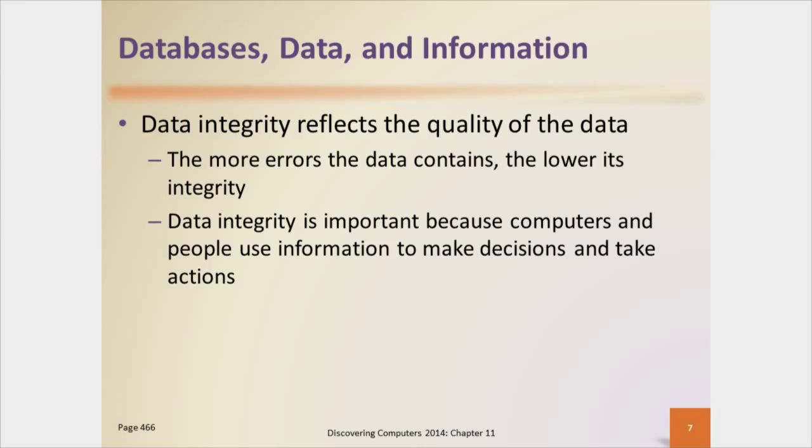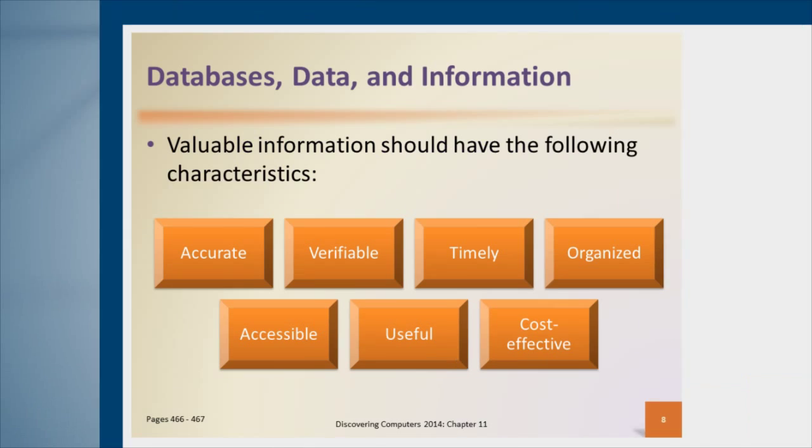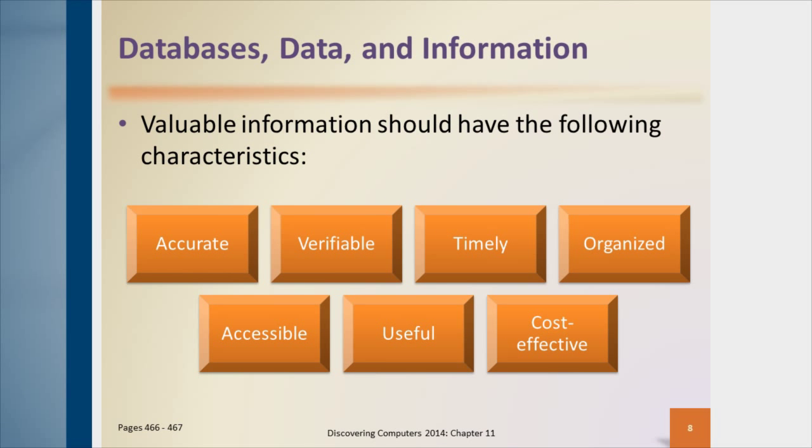Data integrity is important because computers and people use information to make decisions and take actions. If you're going to take an action off of bad data, chances are pretty good that your action is going to be a poor choice. This is the relationship between data and information. Remember, information is data that's organized in a way that makes sense, that gives us context or more meaning behind that data. So valuable information should have the following characteristics.